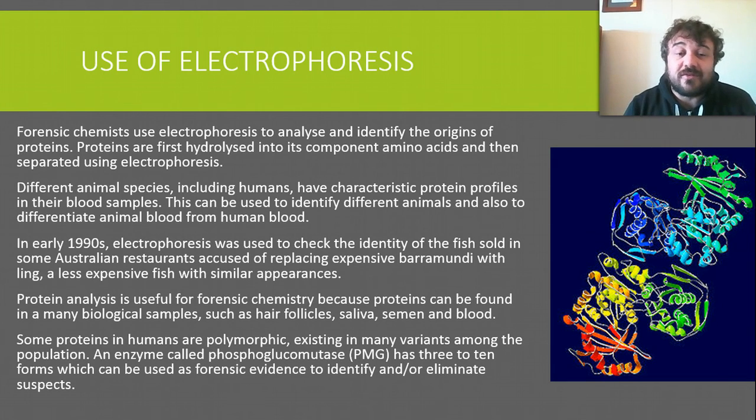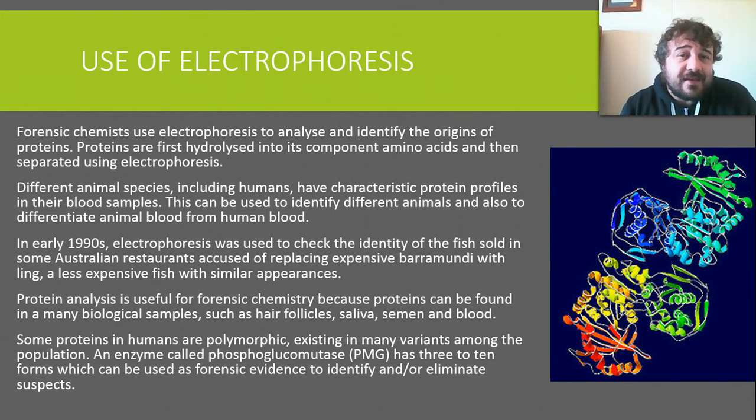Australian restaurants were accused of replacing expensive barramundi with ling, and it turns out that that's exactly what they were doing. This was done with protein electrophoresis, so that they understand what the protein profile of a ling fillet looks like, they understand what the protein profile of a barramundi fillet looks like, and then they compare the two. So it's really useful because the one that we always hear about is DNA, right? We always hear about DNA as the one, particularly with use of electrophoresis.